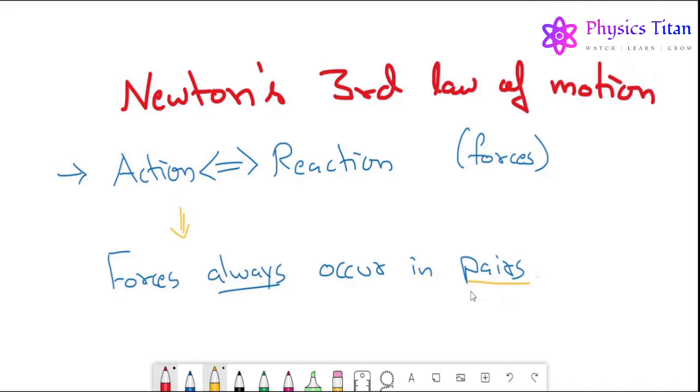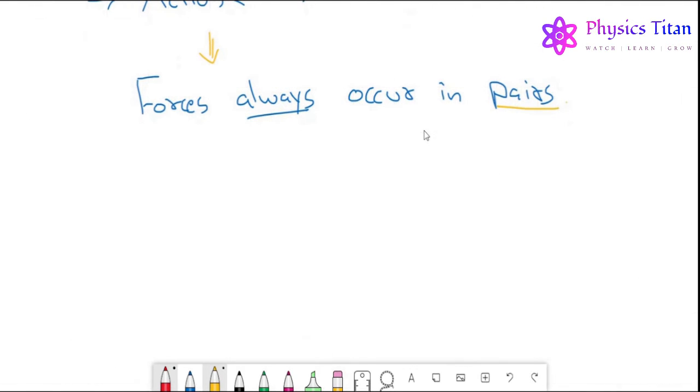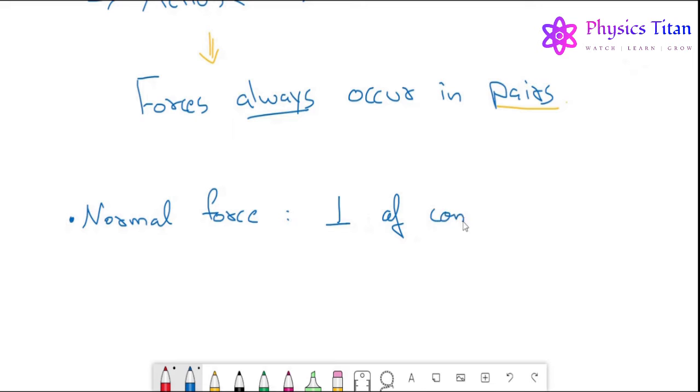Okay. One more thing we will discuss here is the normal force. What is a normal force? It is simply the perpendicular component of the contact force. Okay. And what is the parallel component of contact force? The friction. Okay. Now let us proceed further.